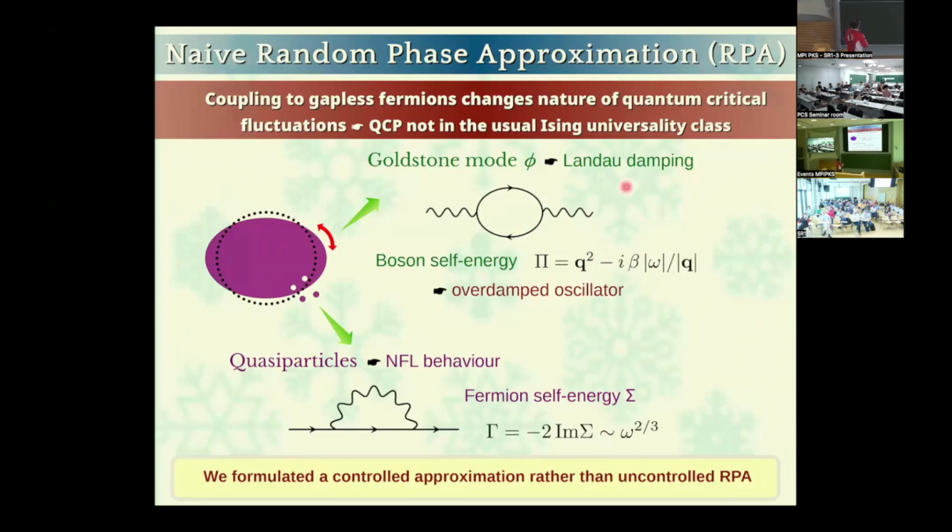Okay, next, what happens to the fermionic degrees of freedom? To start with, we can always start with the quasi-particles, but then what do the bosons do to these quasi-particles? For that, we have to compute the fermionic self-energy, sigma. And if you compute the imaginary part of sigma, which is proportional to this gamma, or the decay rate, that turns out to be omega to the power 2/3. So it's not like omega squared that you would get for a normal Fermi liquid. So basically, this is the RPA result, and we formulated a controlled approximation rather than this uncontrolled RPA.